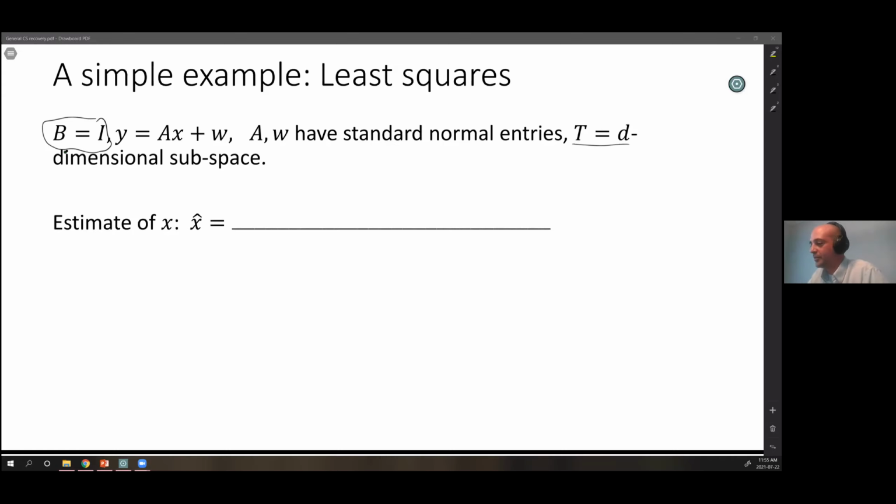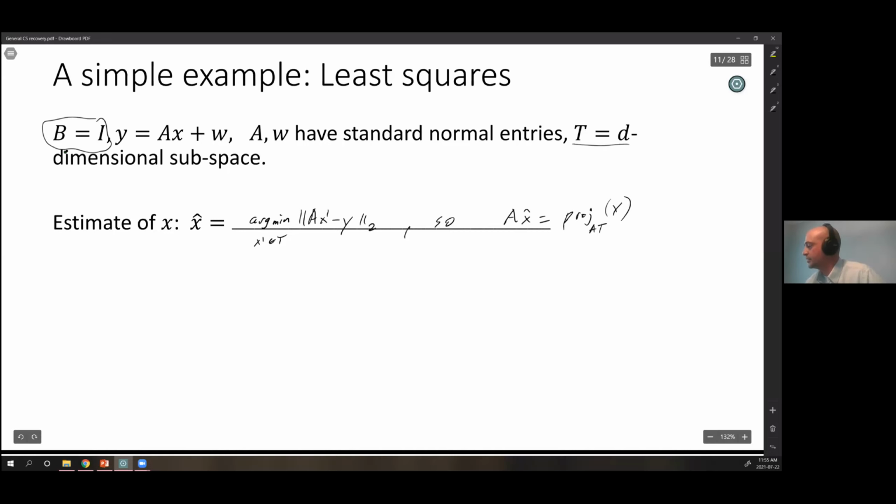Okay. So how would you estimate X in this linear model? You would just use least squares typically. So you would take x hat to be argmin over X prime in T, our subspace, of the 2 norm of AX prime minus Y. So A x hat would be the projection onto AT of Y. Let me just call that P Y. And then let me draw a picture actually. If this is AX and this is AX plus W, then this would be A x hat.